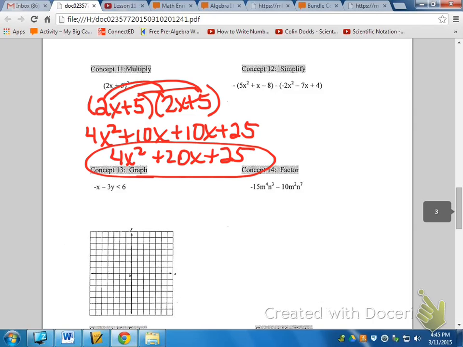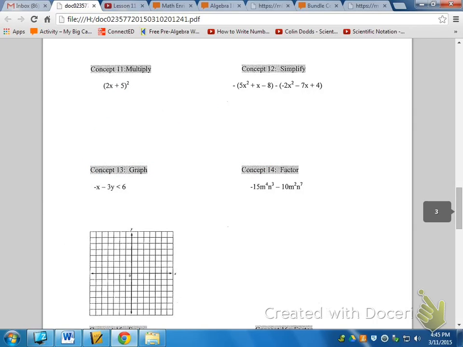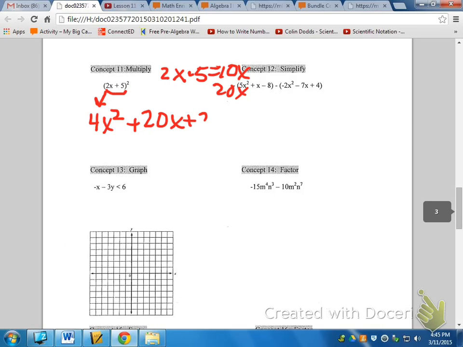There is another way that I want you to look at that. There's a shortcut to squaring a binomial. First of all, you take the first term squared, 2x times 2x, 4x squared. For the middle term, you multiply these two. So 2x times 5 is 10x, and double it, 20x, because those two center terms are going to be the same anyway. And then square the last term, 25. That's exactly the same as what I had before.